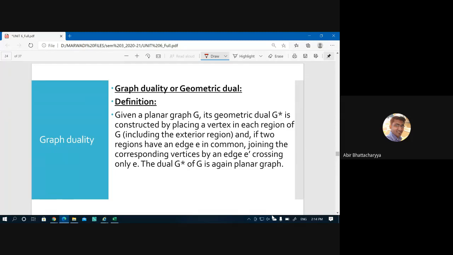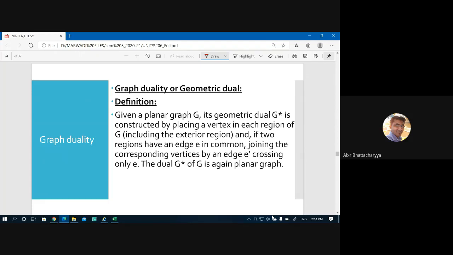The second last concept is called graph duality or geometrical dual. It is one of the important concepts. Many times we calculate the dual of a graph. What is the dual? If I have any planar graph, we must start with a planar graph. G is a planar graph, let's say. The geometrical dual G star can be constructed by placing a vertex in each region of G, including the exterior region.